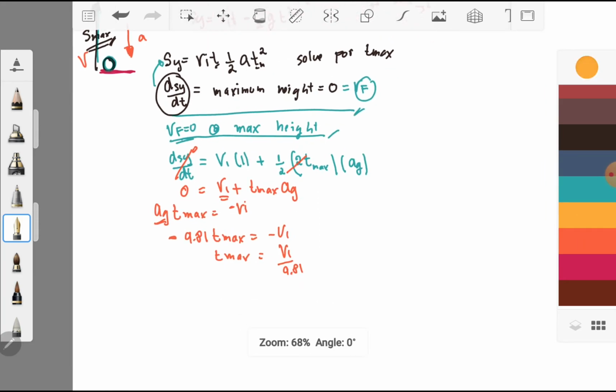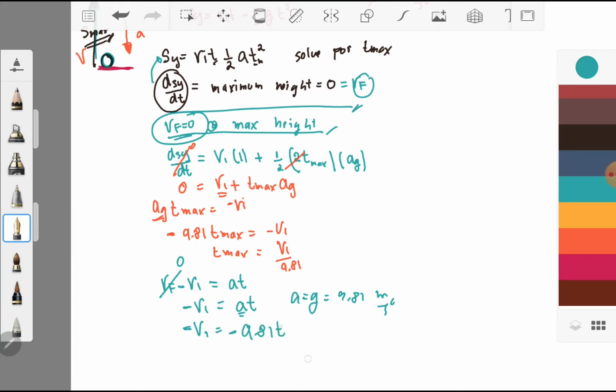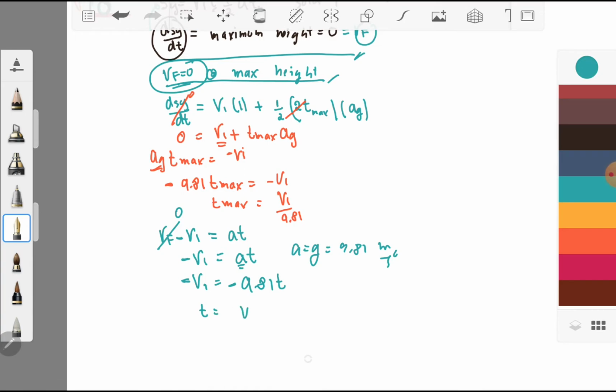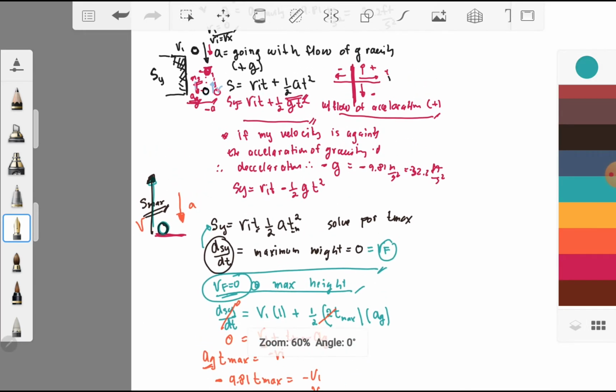This formula can be further proved by this kinematic equation. Vf less vi equals at. Considering that our Vf at max height is equal to 0, so therefore we have negative Vi is equal to your at. And since your a or your g, which is equal to 9.81 meters per second squared, is against your gravity, the velocity is against the gravity, therefore this is deceleration, so therefore we have negative Vi equals negative 9.81 multiplied by t, which means that our t is equal to Vi all over 9.81. So this is the total time traveled. It is the total time or the max time to reach the max height.